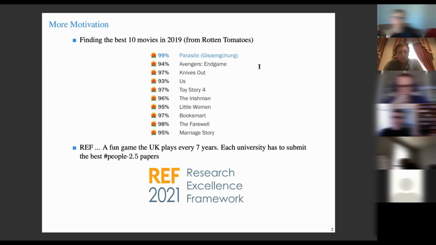Okay, and it also appears in other contexts. For example, in the UK, we have this funny thing that every 7 years, each university has to submit a lot of papers. And then according to the quality of the papers, the university gets money, and a lot of money. So this is really important. And finding the best papers you can submit is a huge task. And it's one of the other applications of this theory.